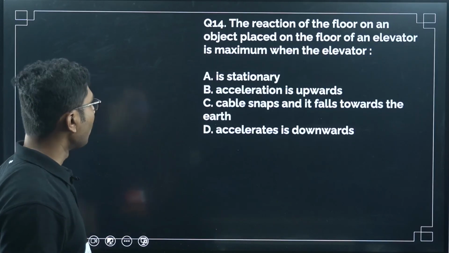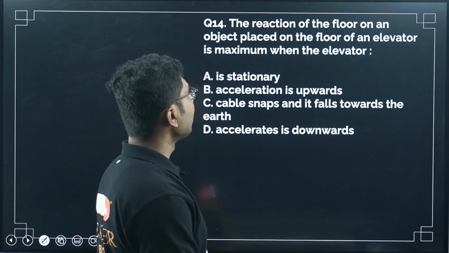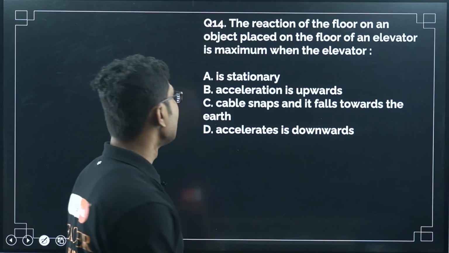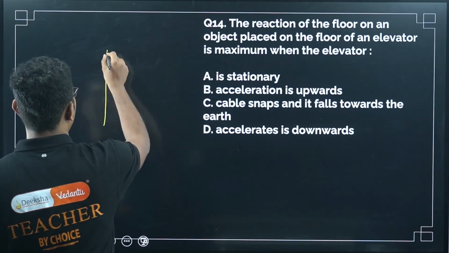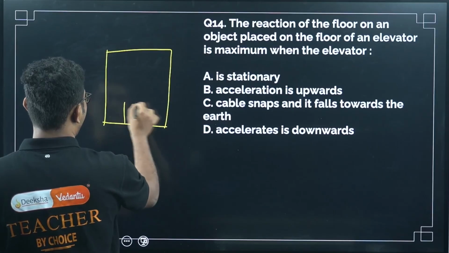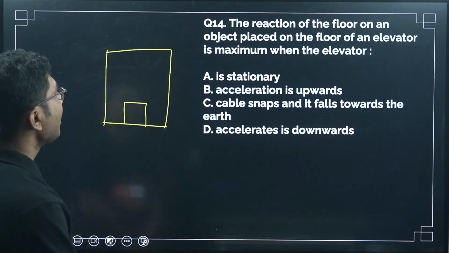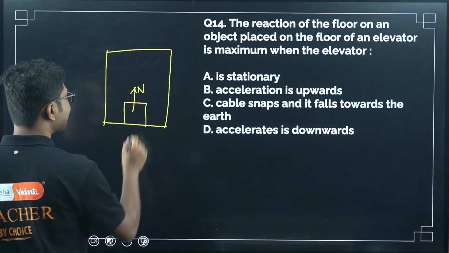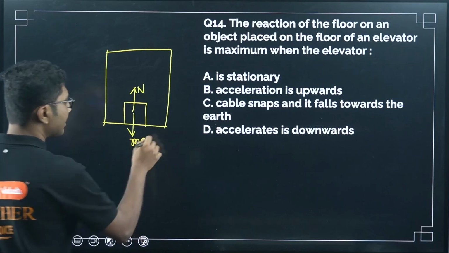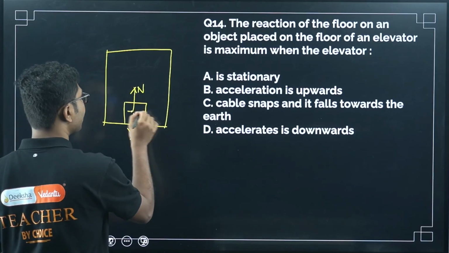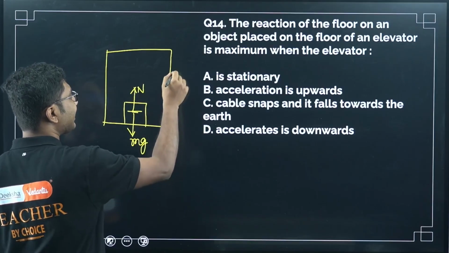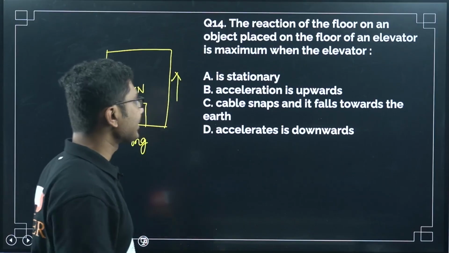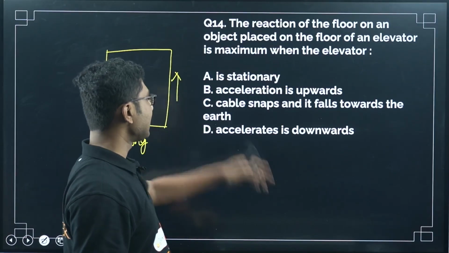Now, the reaction of the floor on an object placed on the floor of an elevator is maximum when the elevator... So we have an object placed on the floor of an elevator. The reaction force on the object, when will it be maximum? From the problems that we have solved today, we can say that the reaction force will be maximum when it is accelerating upward. When the elevator is moving upward with an acceleration, the reaction force will be maximum.